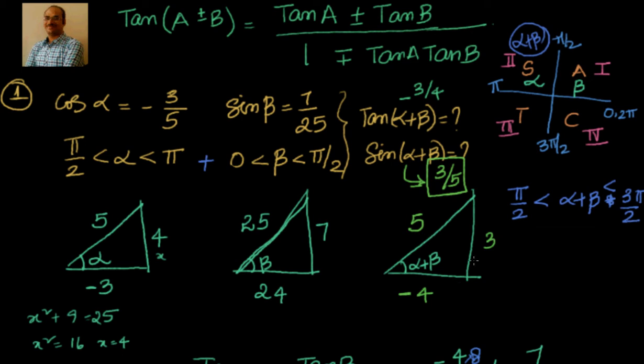How did we get this 5? Pythagoras. We know 3 and 4, so this should be 5. Okay? Right. Let's do one more problem.